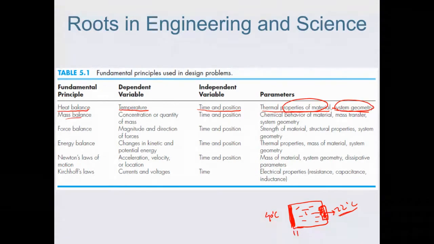Or you could solve for a mass balance, let's say for a concentration in a reactor. Then your parameters would be the chemical behavior of the material, the rate kinetics that you need, the mass transfer properties, and again the system geometry, the length and width of the reactor or its radius. So in these different problems, you end up getting design problems, which again end up as a root solving problem.